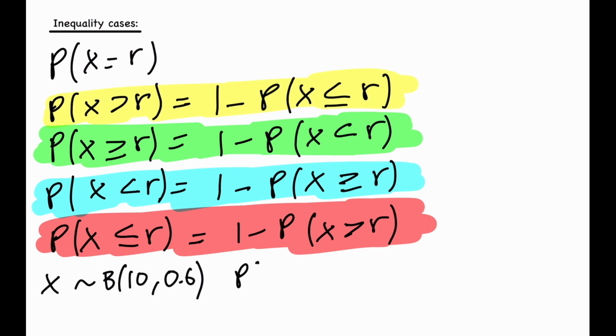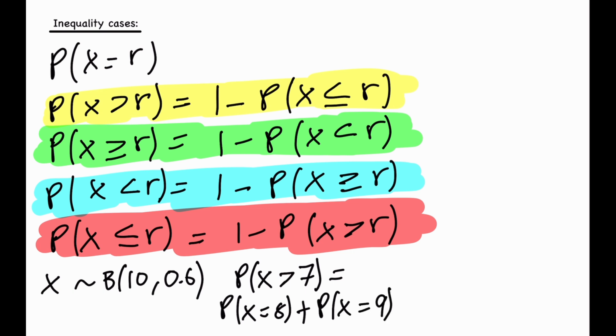P of X is greater than 7 would look something like this, where you have probability of X equals 8, not including X equals 7, because it's greater than, not greater than or equal to. So it can't be equal to 7. And then we add the probability of X equals 9 plus probability of X equals 10. And we stop there because that's the maximum number of successes we can get, because n, the total number of trials, is equal to 10.